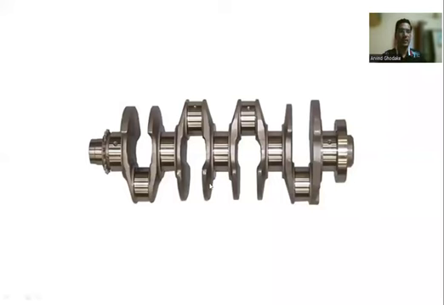This is the diagrammatic representation of the crankshaft. Here the big end of the connecting rod is connected, and the reciprocating motion of the connecting rod or piston is converted into rotary motion by using this crankshaft.